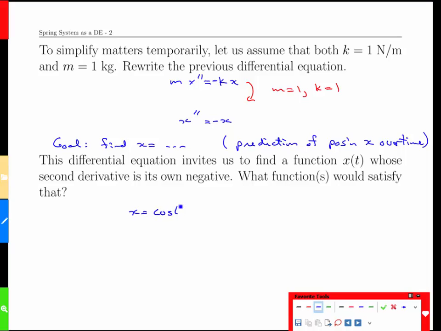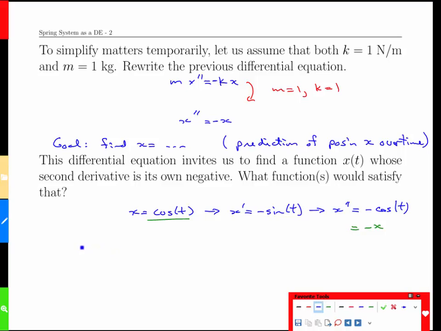And if you think about functions like cos t, x prime is going to be negative sine of t, and then x double prime is going to equal negative cos of t. And hey, that is actually equal to negative what we started with, negative x. So in this scenario, our intuition, that the x we would predict is some kind of oscillation, is validated by the guess and check: x equals cos t satisfies the differential equation.